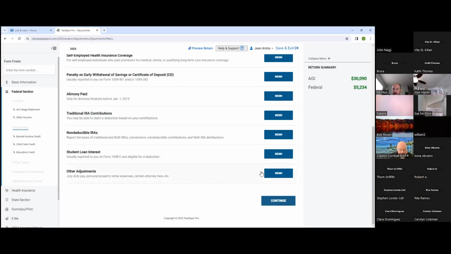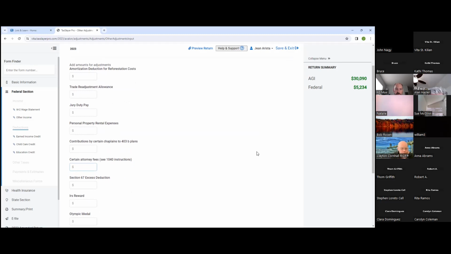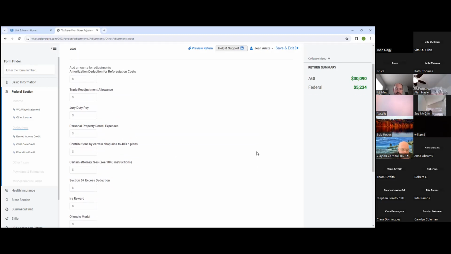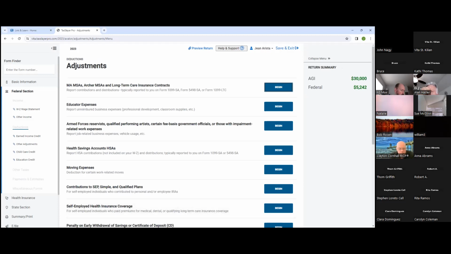Okay, other adjustments, let's go there. And you can see there's a laundry list, and most of these we will not work with. But you can see jury duty pay, and this is our second step. We've already reported the income, and now we're going to take an adjustment because Jean has taken her check and given it to her employer as the employer has required. And so if you do the math, $90 of income, $90 adjustment, the net effect is zero. And that's how you do that.